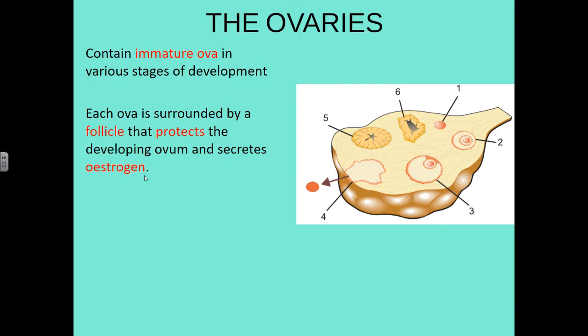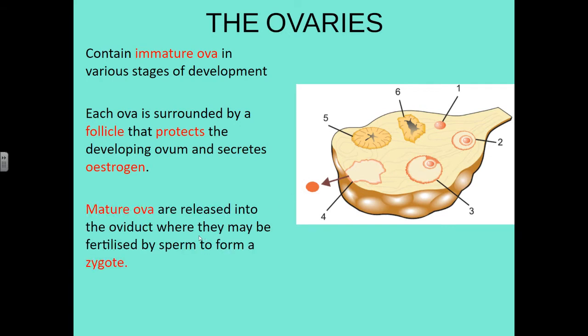The follicle is important for protecting the developing ovum, and it secretes the estrogen. So this membrane around the outside is what secretes the estrogen that develops the ovum. Very similar to when we talked about the male reproductive system last time, how the interstitial cells were producing testosterone that matured the sperm, the follicle produced the estrogen that matures the ovum.